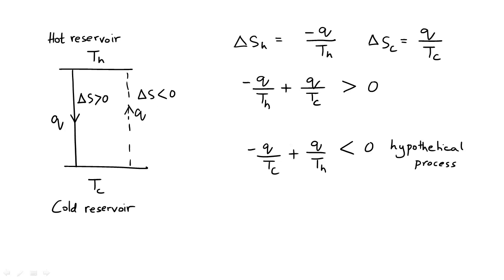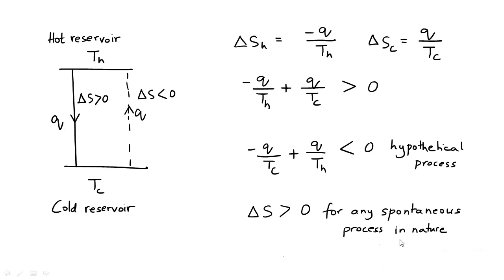Although heat transfer is a very specific type of spontaneously occurring process in nature, it turns out on examining a variety of processes that this statement, delta S positive, is true not just for heat transfer processes, but for any spontaneous process in nature. This is essentially the second law of thermodynamics.